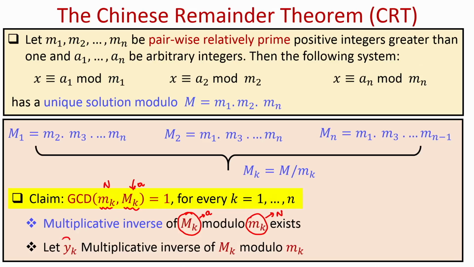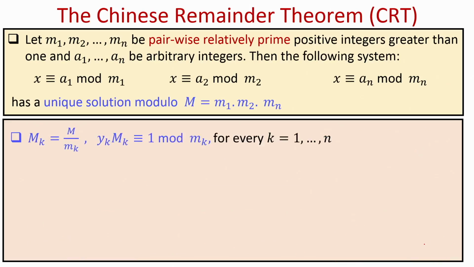So, let y_k be the multiplicative inverse of big M_k modulo small m_k. Okay. That means this property holds: you multiply y_k with big M_k and then you take modulo m_k, you will get the remainder 1, you will get the answer 1. Okay.